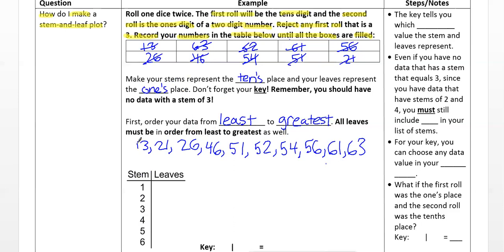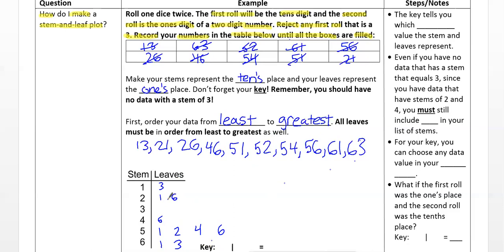Now, a stem of 1, 3. So I'm going to put a leaf that is 3. Stem of 2, 2, 1, and 2, 6. So 1 for the leaf and then 6. 1, 6. Okay, 4 or 3, we skip 3. 4 has just the 6. 5 has 1, 2, 4, and 6. And 6 has 1 and then 3.